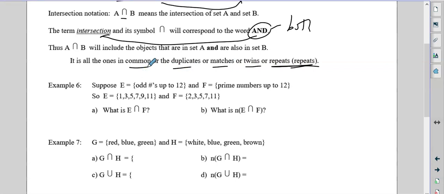So suppose E is odd numbers up to 12, and F is prime numbers up to 12. Well, that's the verbal description. We want to write the numbers out. So the numbers are 1, 3, 5, 7, 9, 11, and 2, 3, 5, 7, 11. So what is the intersection, remember this means intersection, of E and F? So that would be the 3 is in both, the 5 is in both, the 7 and the 11. What's the number of items in there? 1, 2, 3, 4.